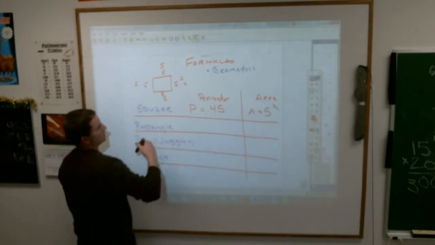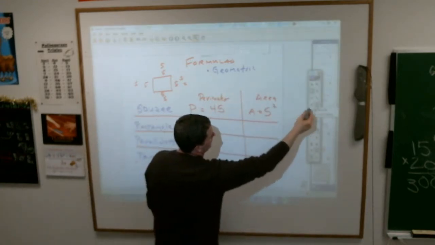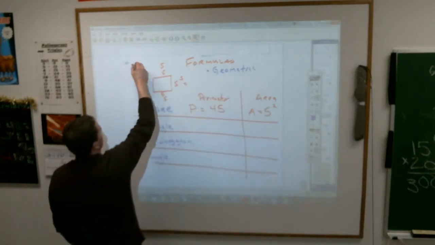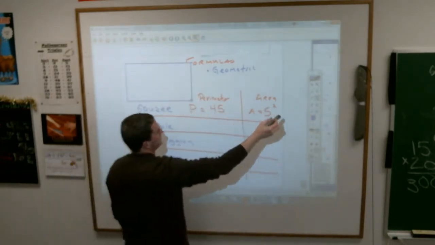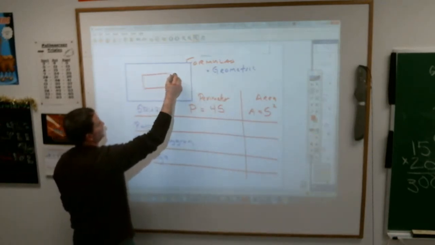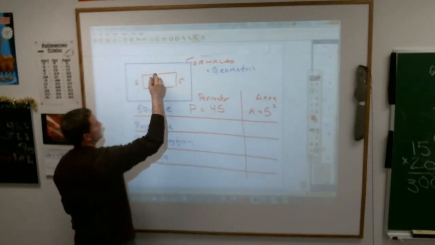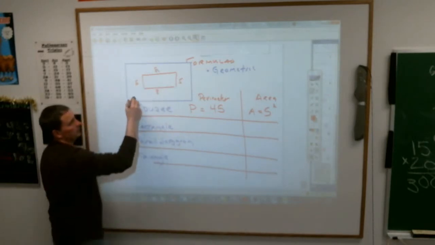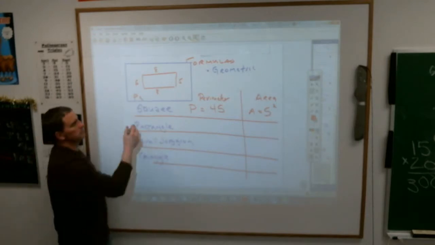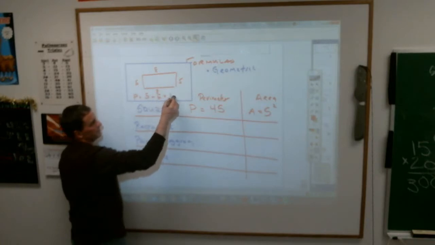Okay? Now, let's erase our little square and look at what a rectangle is, because this is where the thought process comes in. If you have a rectangle, let's put numbers in and think about what we do. Let's say this is 5 and this is 8, and this is 5 and this is 8. If I was asking you to find the perimeter of a rectangle, how would you find that? You would add 5 plus 5 plus 8 plus 8, right?